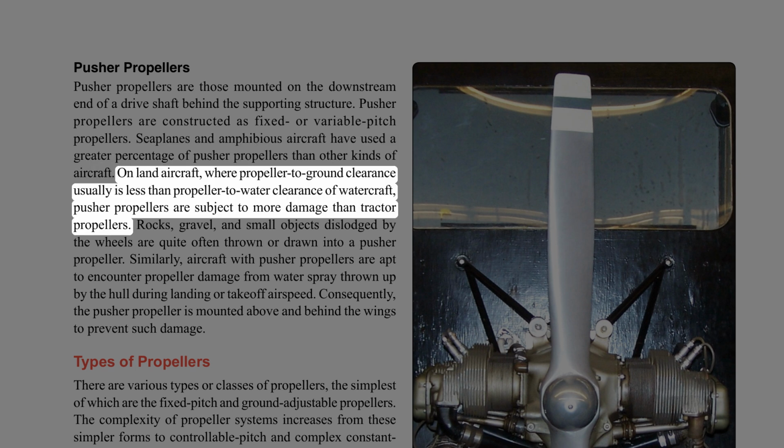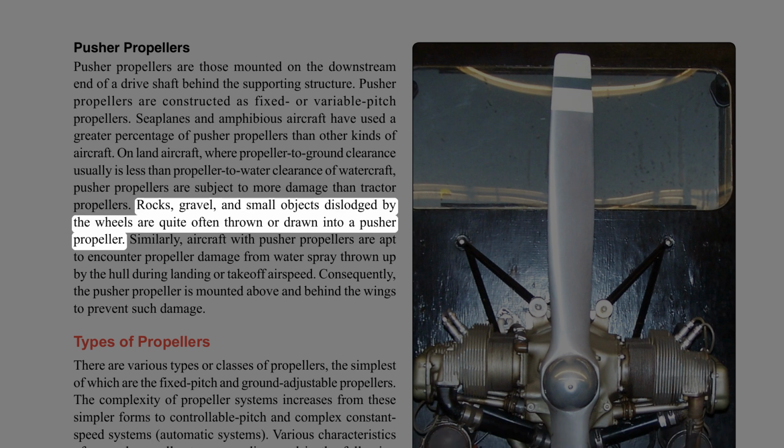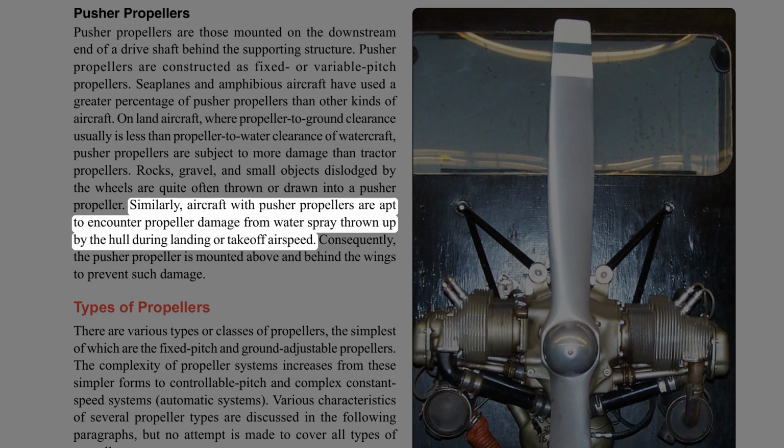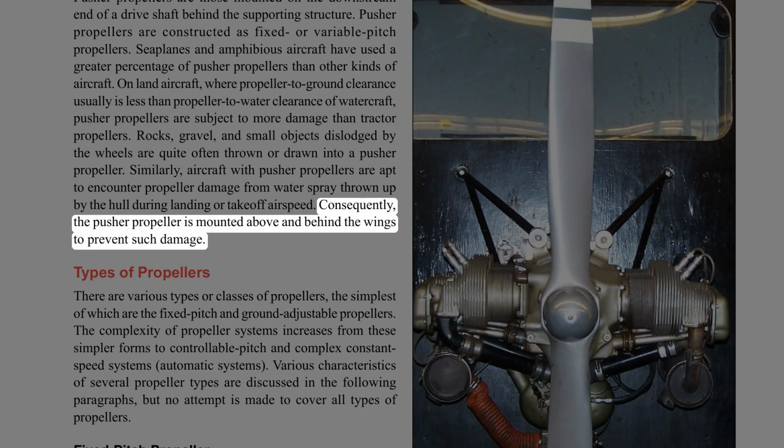On land aircraft, where propeller-to-ground clearance usually is less than propeller-to-water clearance of watercraft, pusher propellers are subject to more damage than tractor propellers. Rocks, gravel, and small objects dislodged by the wheels are quite often thrown or drawn into a pusher propeller. Similarly, aircraft with pusher propellers are apt to encounter propeller damage from water spray thrown up by the hull during landing or takeoff airspeed. Consequently, the pusher propeller is mounted above and behind the wings to prevent such damage.